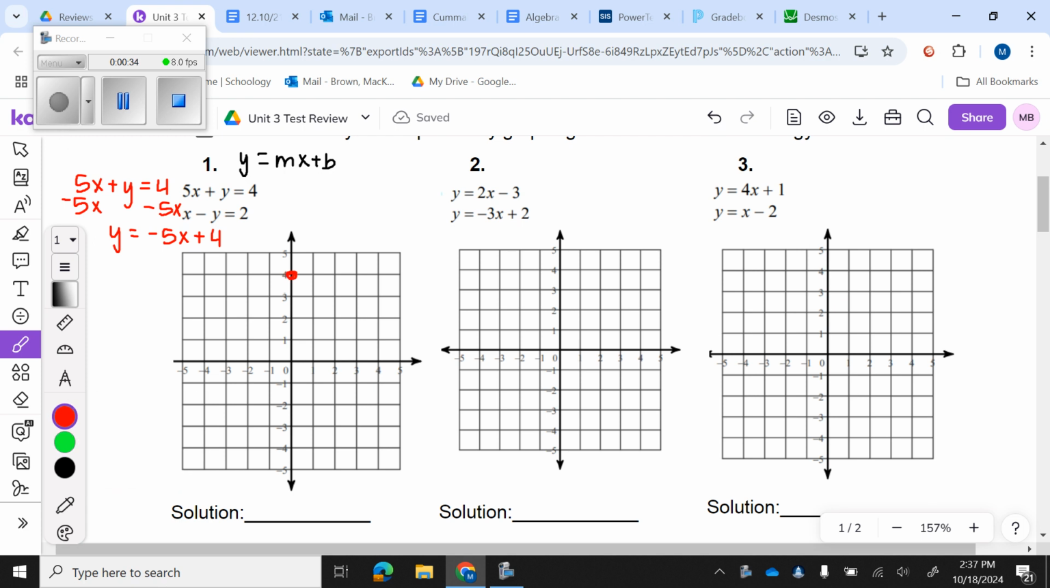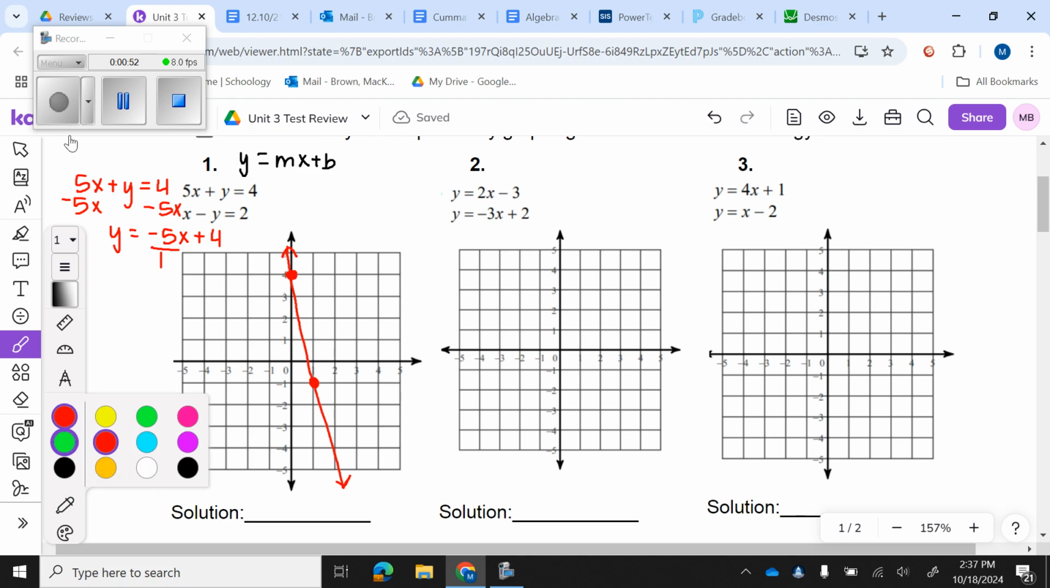I know my y-intercept is 4. I can make this a negative 5 over 1, so I'm going to go down 5, right 1, because this line has to be decreasing. And I'm going to connect, that was kind of janky. I'm going to connect my points.